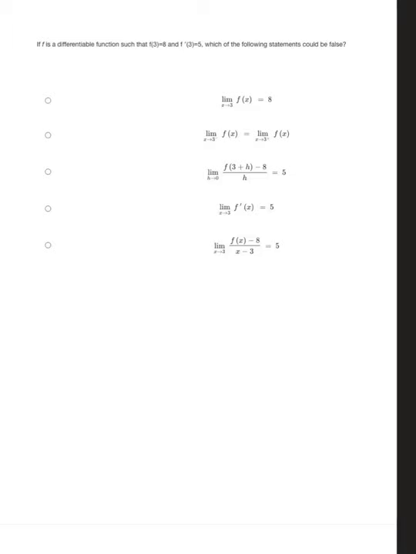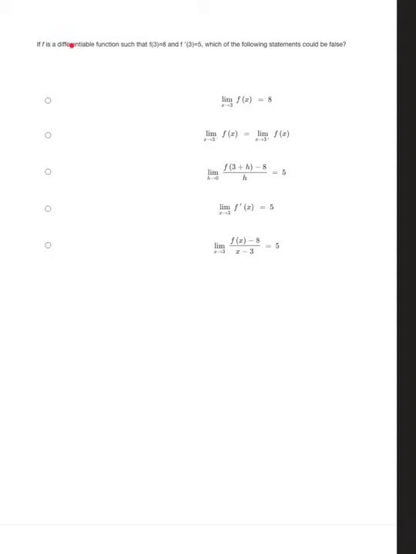All right, so this is our second part of our final exam review. So they tell us in this problem that f is differentiable. And so that's sort of the key to this problem: the function is differentiable. And then we know that at x equals 3, the function value is 8 and the derivative is 5. Which of these could be false?